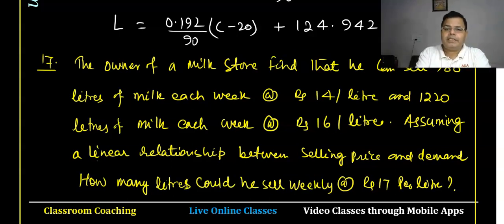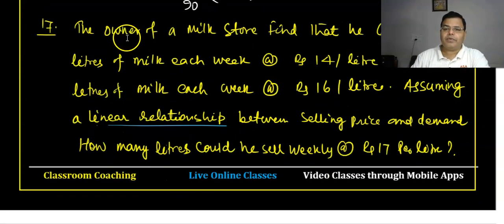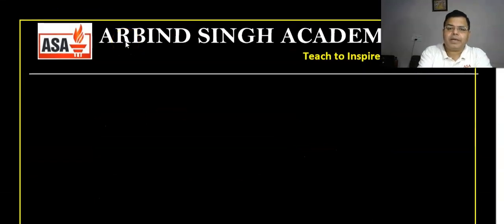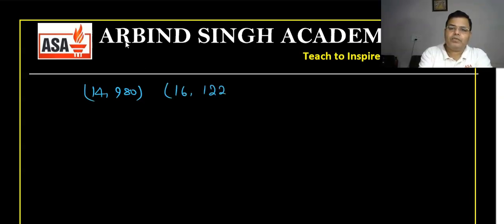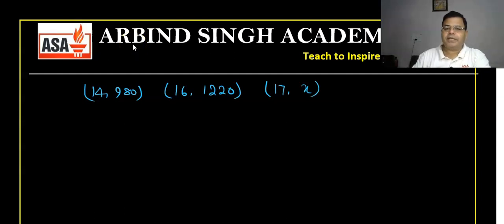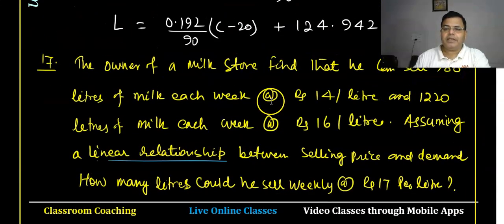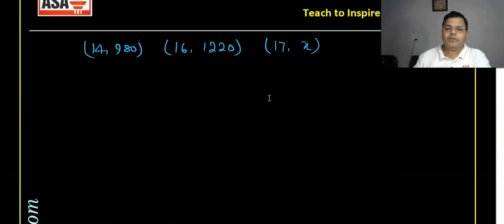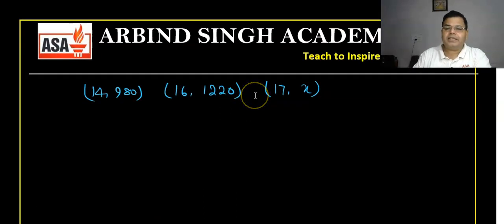Here it is also written that there is a linear relationship. Linear relationship means demand depends on price. At a price of 14, demand is 980. At a price of 16, demand is 1220. And we have to find what the demand is at a price of 17. Since there is a linear relationship, we can use the two point form, as these two points satisfy it, to find the equation.